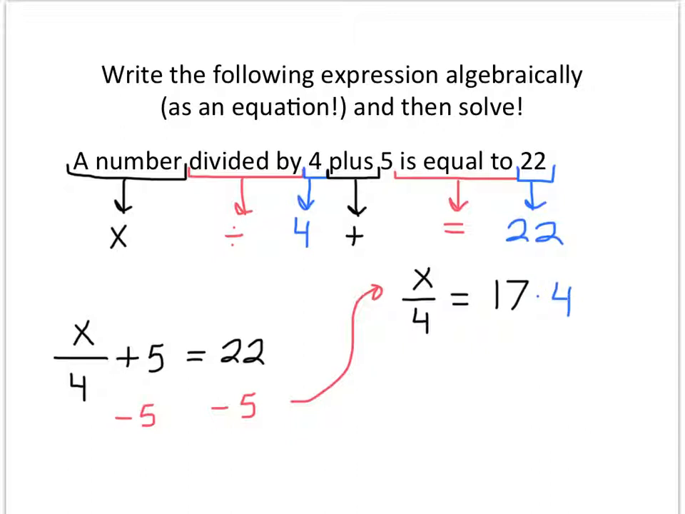And if we remember, I'll get this arrow out of the way here a little bit. If we remember, multiplying by 4 is really multiplying by 4 over 1. So again, the division and the multiplication of 4 divide to 1. In other words, they cancel. And we're left with x equals 17 times 4, or in other words, 68.